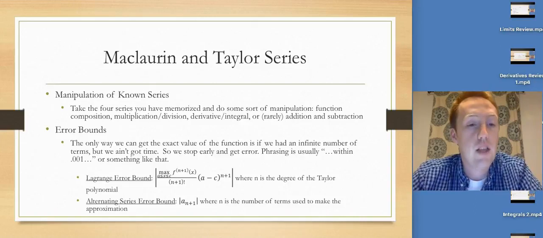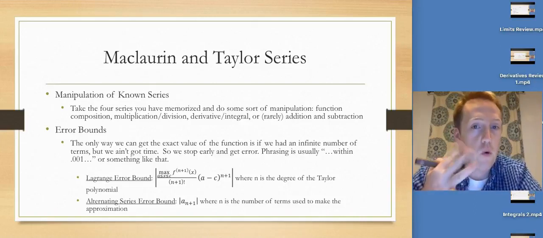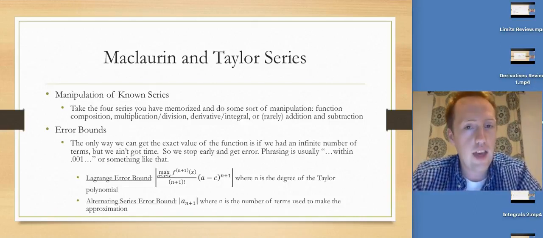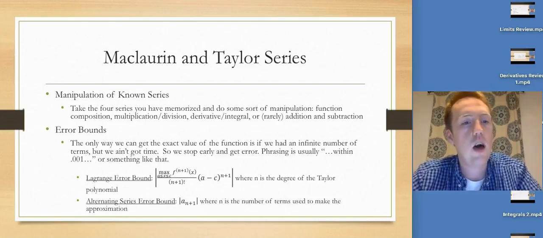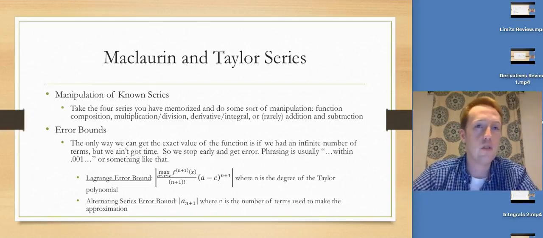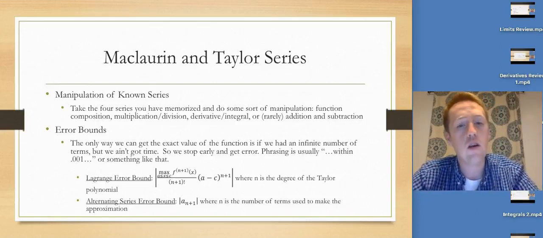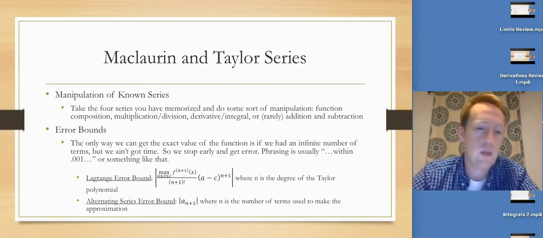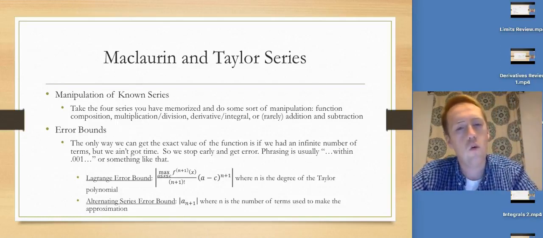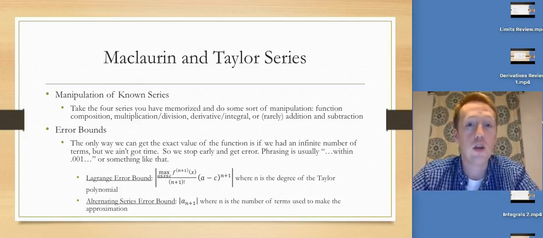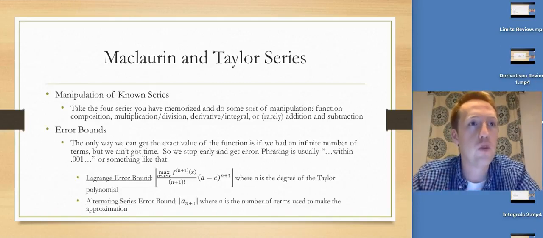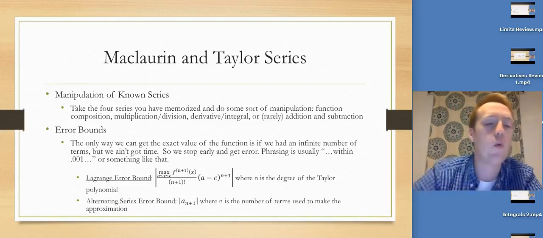First idea, we're going to manipulate some known series. Remember, there are 4 that I've told you to memorize. e to the x, sine of x, cosine of x, and 1 over 1 minus x. What you're going to do with those is you're going to take it and then either do a function composition, a multiplication or division, a derivative or integral, or sometimes, not very often, addition and subtraction. You just do something to the one you already know in order to get the one that they're looking for.